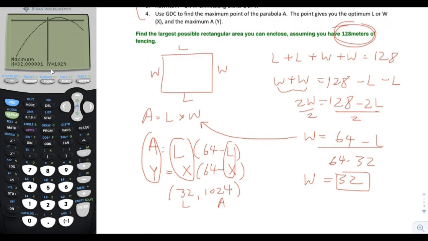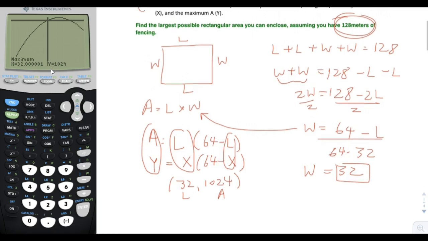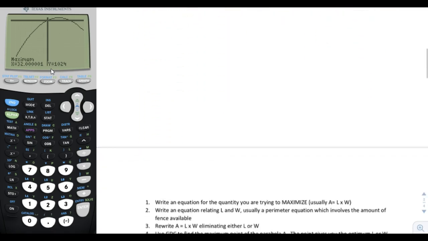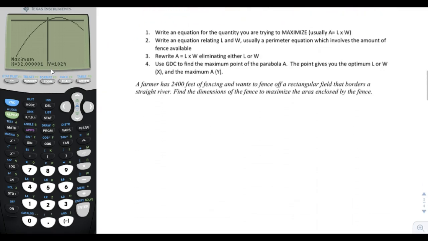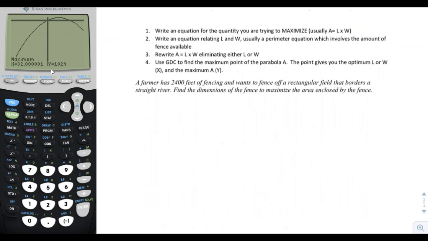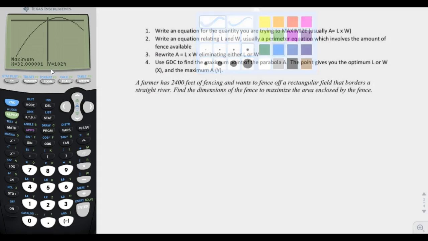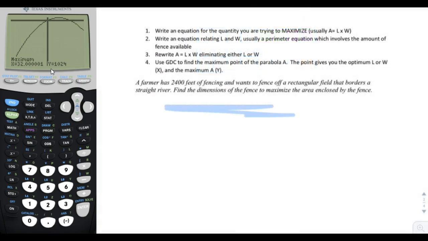Alright, so that is the most basic kind. I'm sure you'll see one of those in the future. Second type. Okay, this is a little bit more complicated. How do they make it more complicated? Well, they put a river next to the area you're going to fence. If you've got the river, you don't need to fence the whole thing. So they're only going to fence this rectangular area like that, and then they don't need to fence the fourth side. Okay? Let me read the problem.